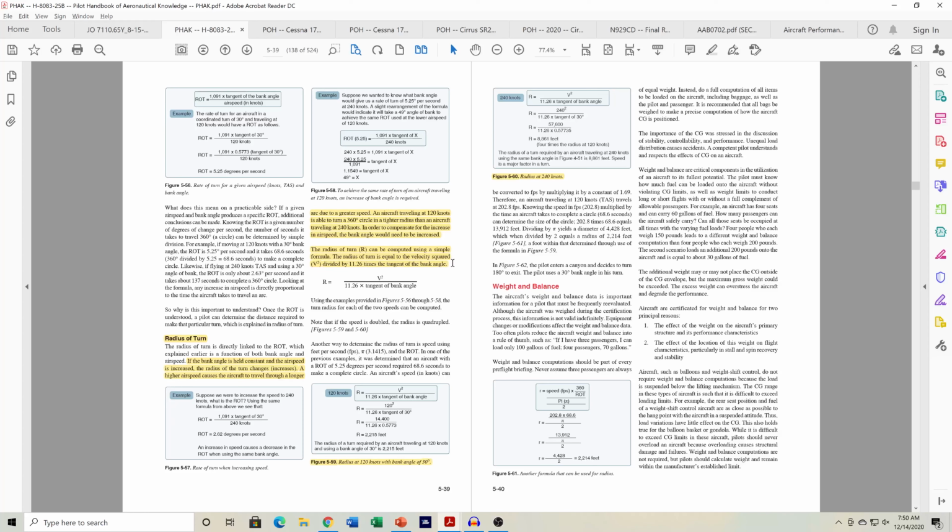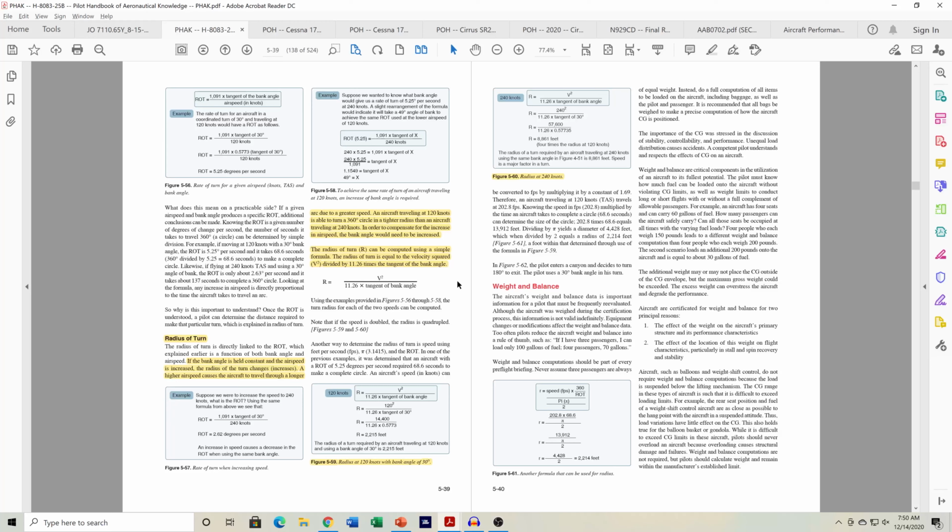The radius of turn, or R, can be computed using a simple formula. The radius of turn is equal to the velocity squared, so there's our old friend v squared that seems to keep popping up its head, divided by 11.26 times the tangent of the bank angle. For those of you who had to go through your commercial pilot training, you recognize that formula. For those who are only private pilot rated, you're wondering why commercial pilots have to know that formula, but that's a smile between us commercial pilots. All right. Anyway, they give a couple of examples here.